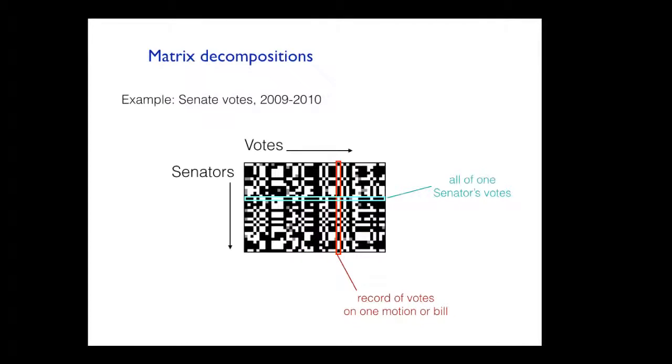What is a matrix decomposition? So here's the data set that we might be interested in analyzing. It consists of voting records from the United States Senate in the years 2009 to 2010. And it's represented as a matrix where rows correspond to senators and columns correspond to votes. And so if we look at a single row of the matrix, that tells us all of a single senator's votes. And if we look at a column, then that tells us the entire record of votes on a single motion or bill. And so how can we analyze this data set?